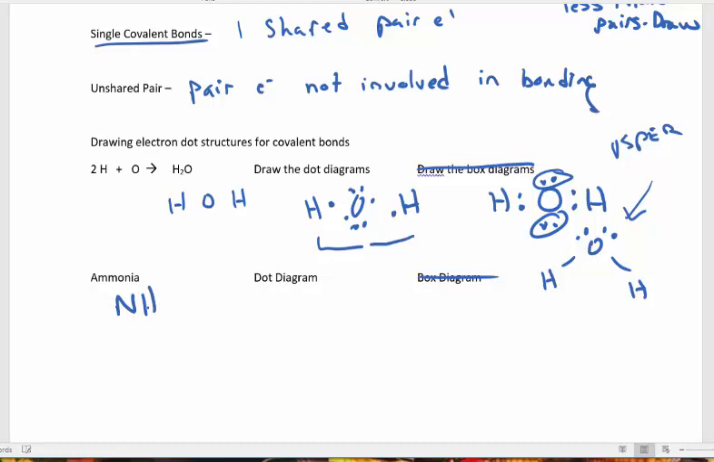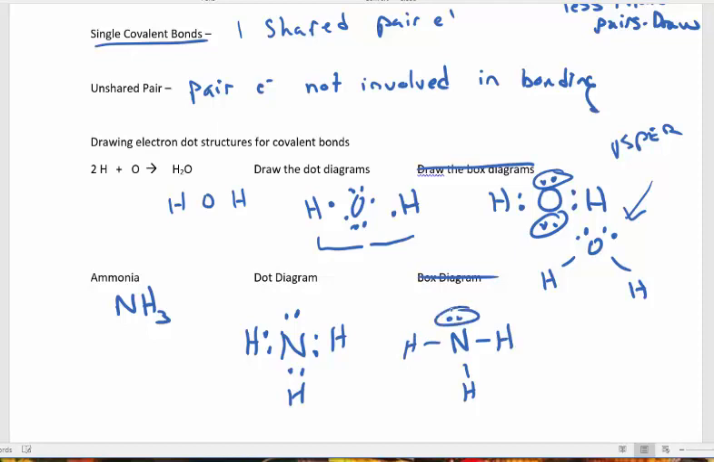Ammonia, which you will eventually memorize, is NH3. So again, we're going to take nitrogen with 1, 2, 3, 4, 5 valence electrons, and each hydrogen with 1 valence electron. So we end up with nitrogen, single bond to hydrogen, single bond to hydrogen, single bond to hydrogen, and a lone pair.